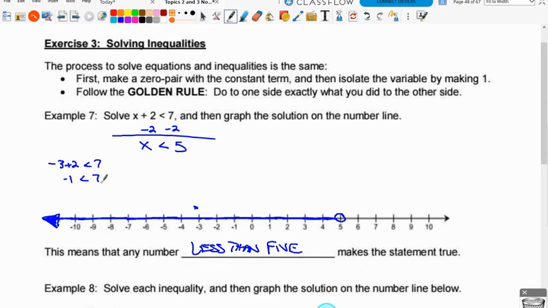If you picked a number that wasn't bolded in, say for example the number 8, the inequality isn't going to be true. 8 plus 2 is less than 7? 10 is less than 7. No, that is not true. That's why 8 is not shaded in. Okay, so any of the numbers that are shaded in would make a true statement for our inequality, x is less than 5.